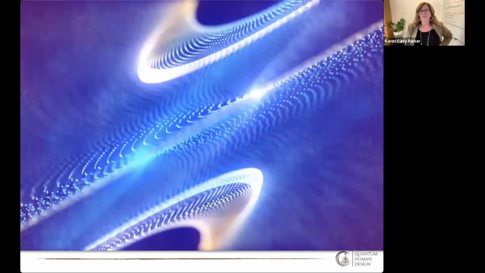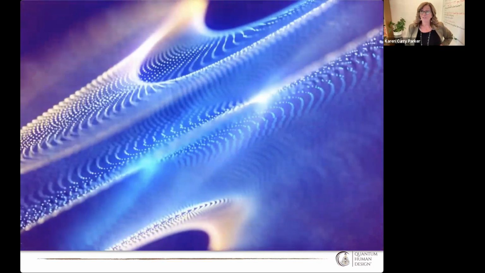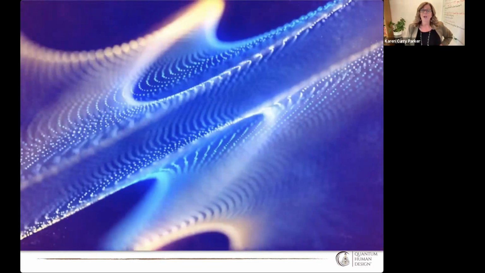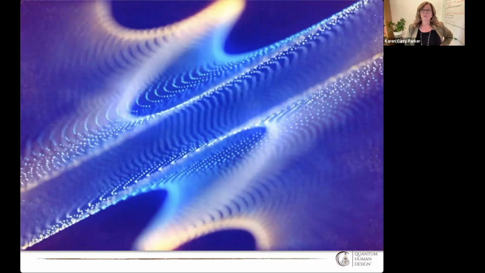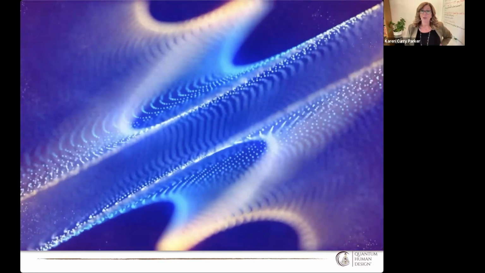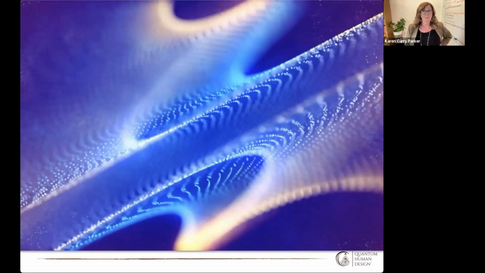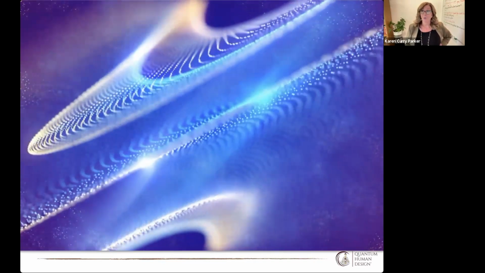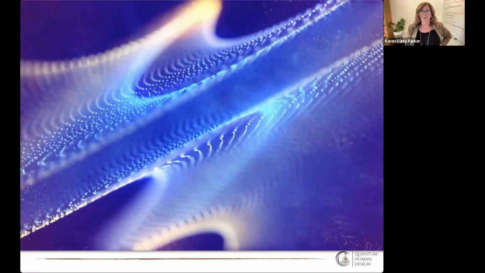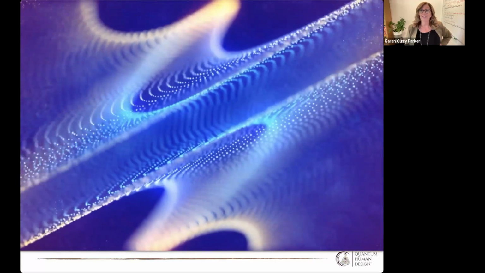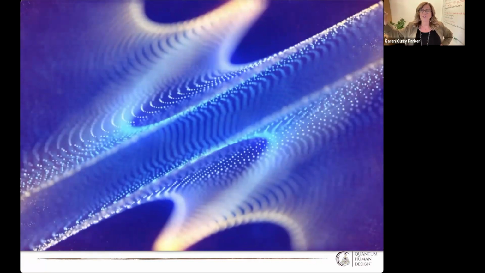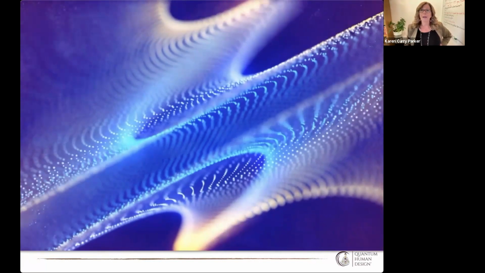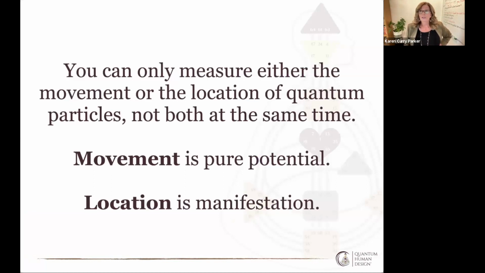Right? So quantum physicists, when they look at the quantum field, that infinite field of potential, can either measure the movement of quantum particles or the location of quantum particles, but never both at the same time. The minute a quantum physicist has an expectation about where a quantum particle is going to show up, well, that's where it shows up, and that's where they see it, and that's where it actually drops out of movement and potential and actually becomes physical and manifested. You can either, as I said, measure the movement or the location, but never both at the same time.